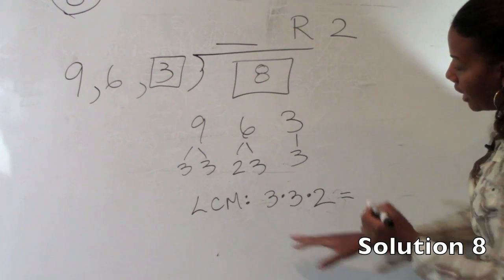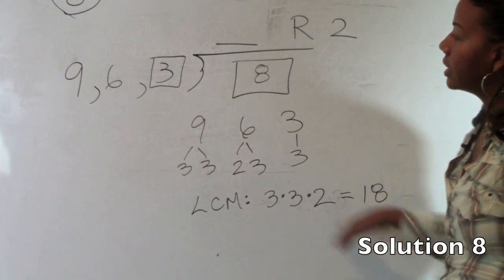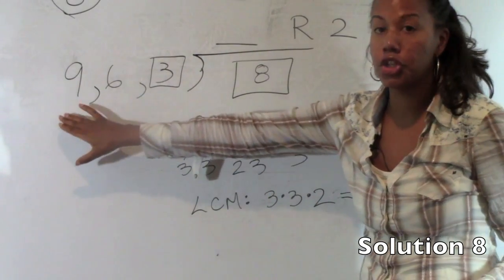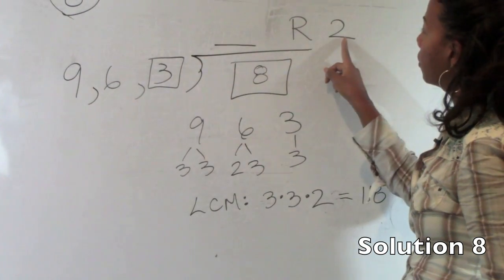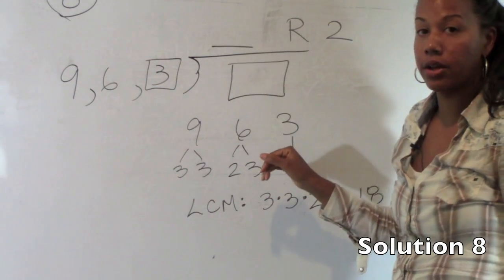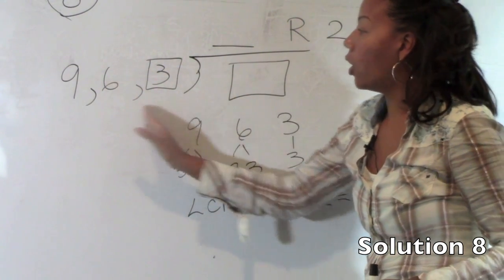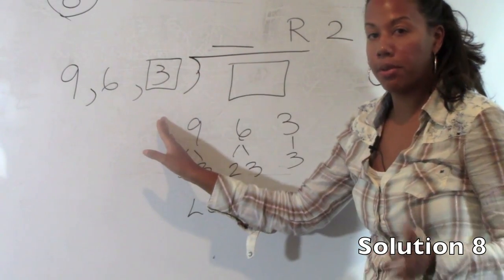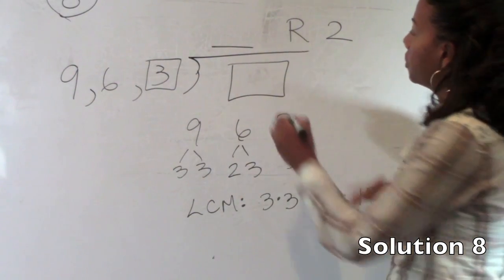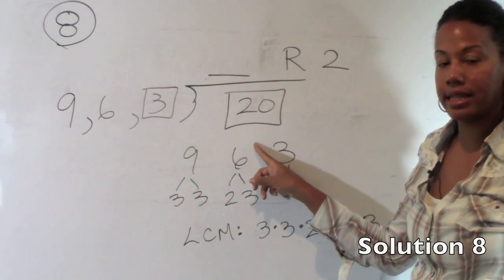So we multiply our factors together to get 18. So 18 is the least common multiple of 3, 6, and 9. And since we want a remainder of 2, we have to add 2 to that 18. If we don't add anything to the 18, all these numbers will go in perfectly with no remainder. So we want a remainder of 2, so we add 2 to our 18. So our number is 20, and that is the answer.